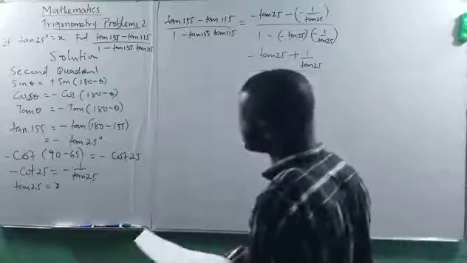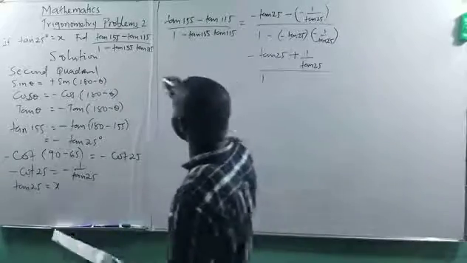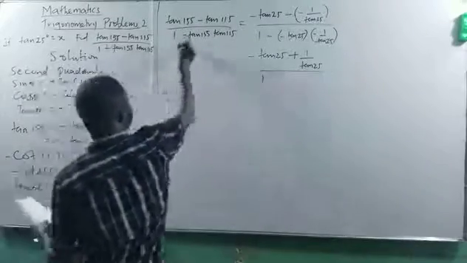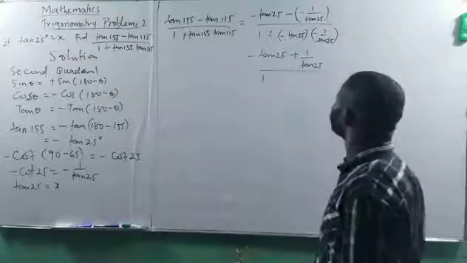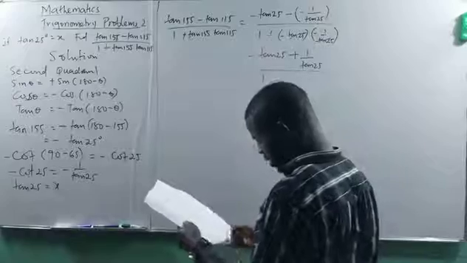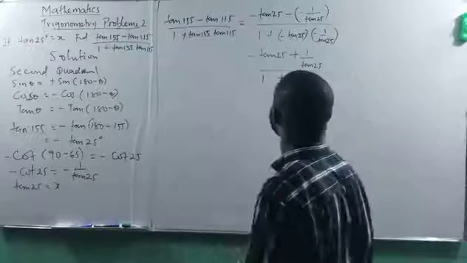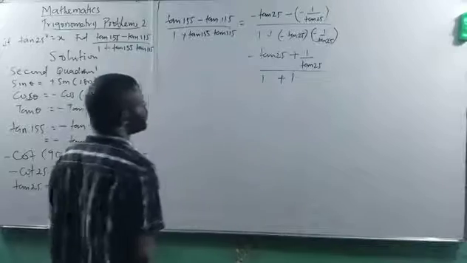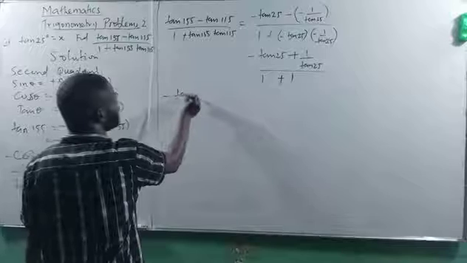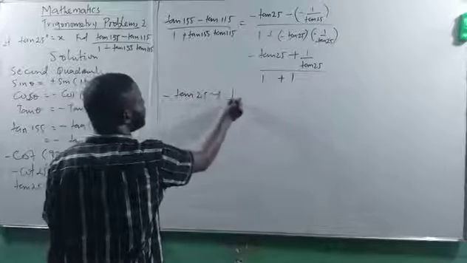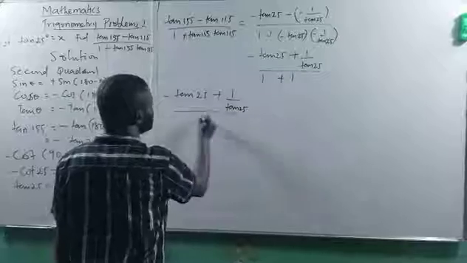Oh, there is no mistake from the question. Sorry, from the question, this is plus. I made a mistake, sorry. Thank you. Now it will be divided by 1 plus 1, which is equal to 2. It means I'm saying that minus tan 25 plus 1 over tan 25, divided by 2.